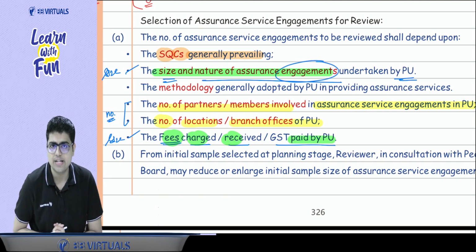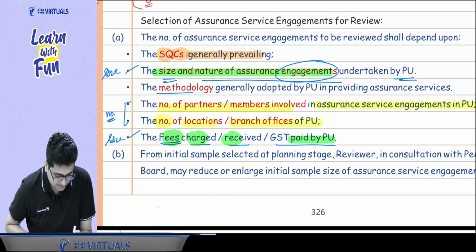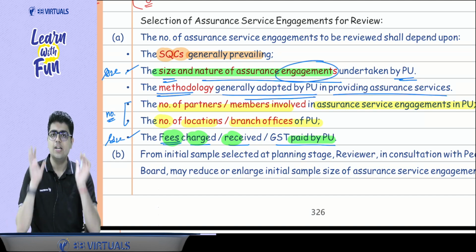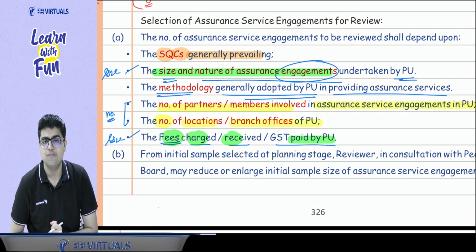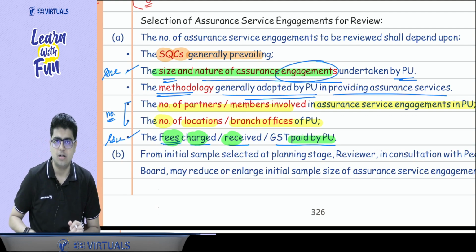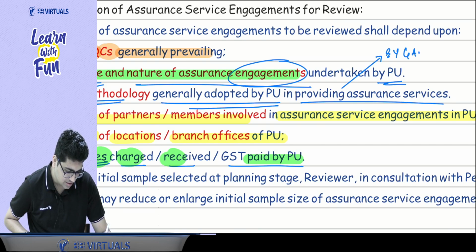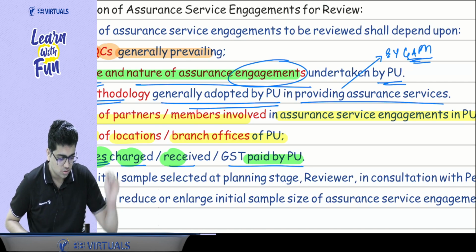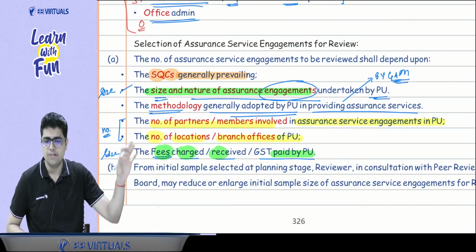There is one more point, if you can read for your reference in case it is asked in the MCQ. It is regarding the methodology generally adopted by the practicing unit in providing assurance services. So generally every practicing unit has their own methodology, their own methods of doing an audit. In EY, it was called GAM, EY GAM, generally accepted methodology. So EY GAM was the methodology used in EY. So methodology is another point which you can consider.